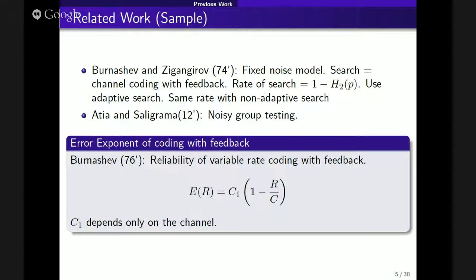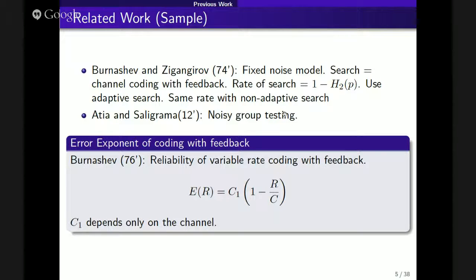An exception to the works which give order results is the recent work of Atia and Saligrama on noisy group testing, and I will mention their work later. But they assume a fixed noise model, in some sense at least, like Bernashev and Zigangirov: the lab results might be wrong with some fixed probability.